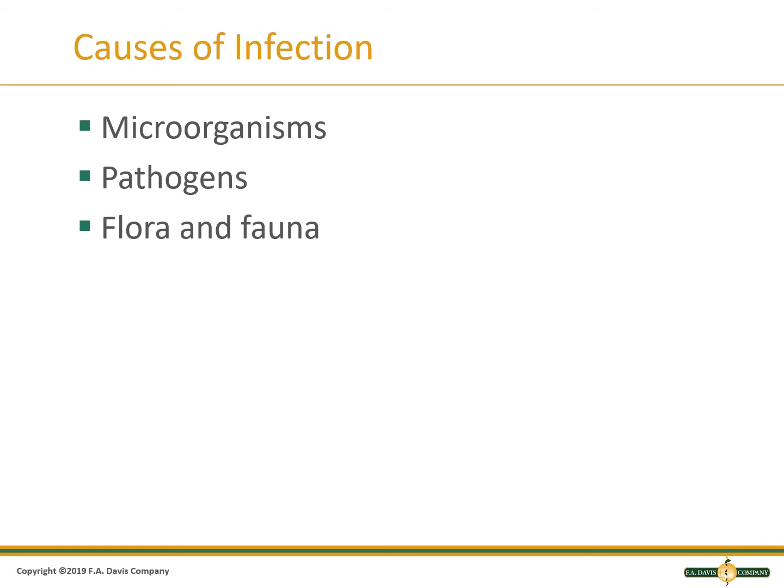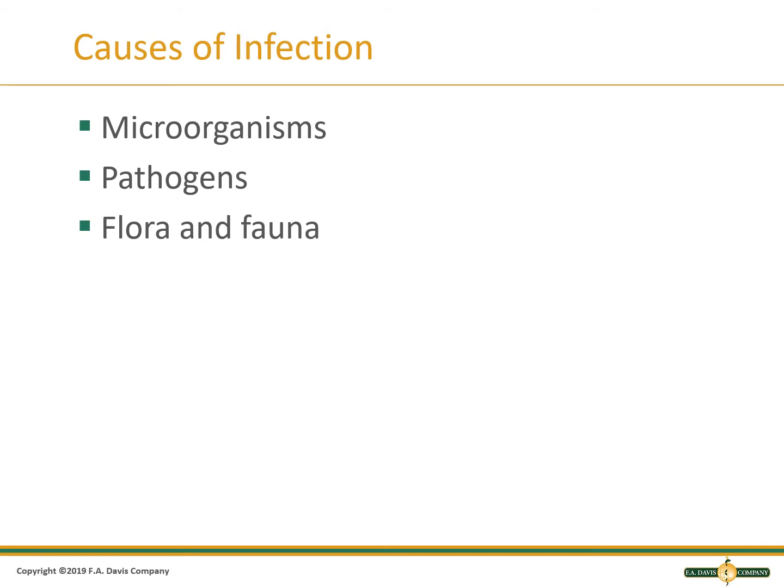So infection basically can be caused by microorganisms. These are minuscule living bodies that cannot be seen without a microscope. Microorganisms that cause infection in humans are referred to as pathogens. They reproduce rapidly and can spread from one area of a person's body to another. Not all microorganisms are pathogenic, which means causing disease or infection.